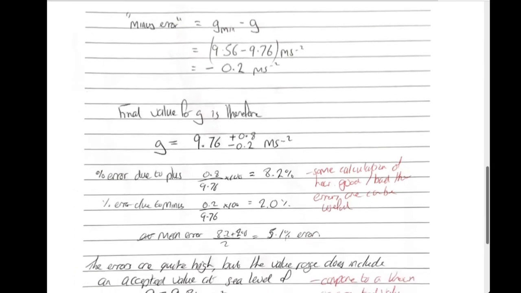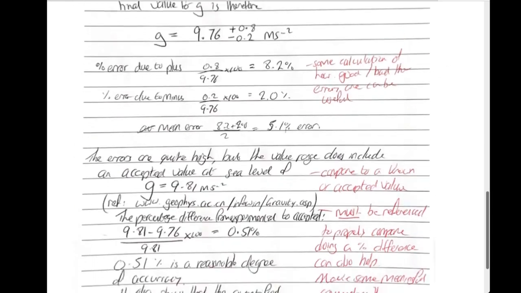So we can give our very final value as 9.76, which was our value. Instead of giving it a single plus or minus value, we can give a different plus and a different minus value. And we write it like that in this case, just at the top of the screen there. So 9.76 plus 0.8 minus 0.2.